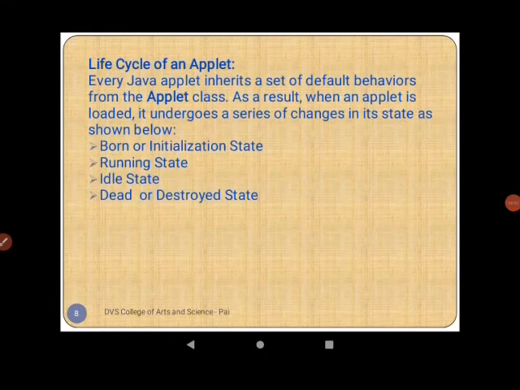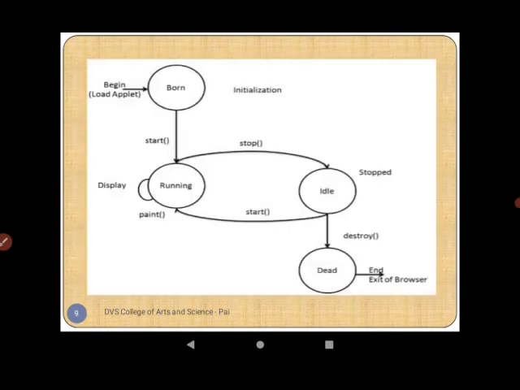Life cycle of an applet. When an applet is loaded, it undergoes a series of changes in its state as shown below. First one is born or initialization state, secondly running state, third idle state, and lastly dead or destroyed state, as you can see in the diagram below.